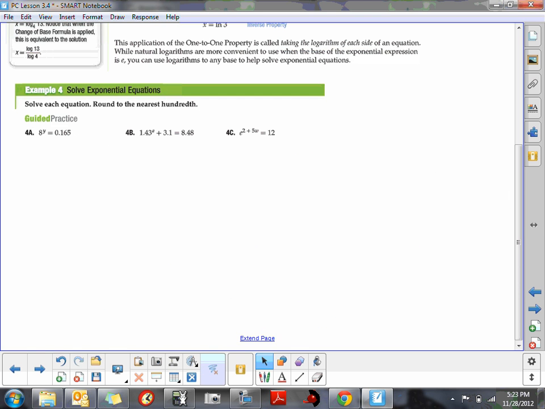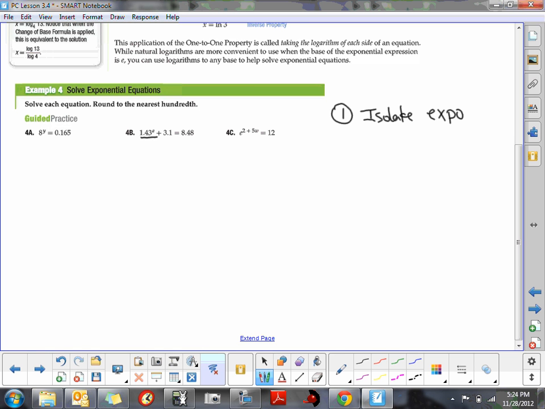So let's go to 4b. On these equations, the first thing, I didn't have to do it in the first problem, but the first thing I want to do is isolate the exponential expression. Okay, so I want to isolate this 1.43 to the a. I want to isolate it. And if you just carry out your PEMDAS backwards, that's going to take care of itself anyway. We want to undo anything that's attached to our variable that's added or subtracted first.